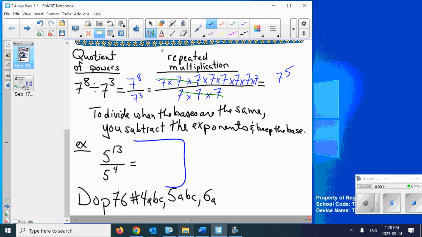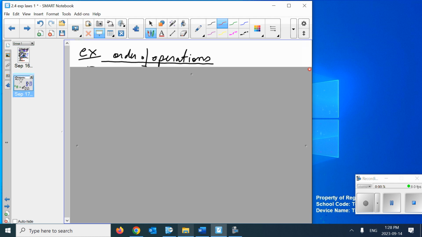And we said that if you're dividing, you're subtracting exponents but keeping the base the same. 13 minus 4 is 9, 5 to the 9. They just did these in the textbook to warm up, and now it's messy. My writing is messy. So we're looking at order of operations that are involved in this kind of stuff.